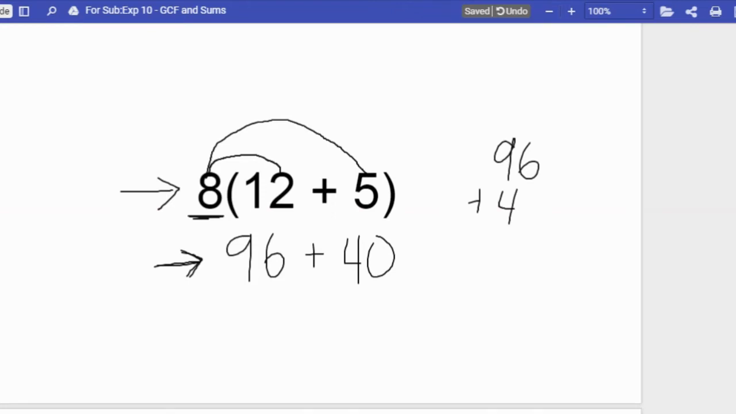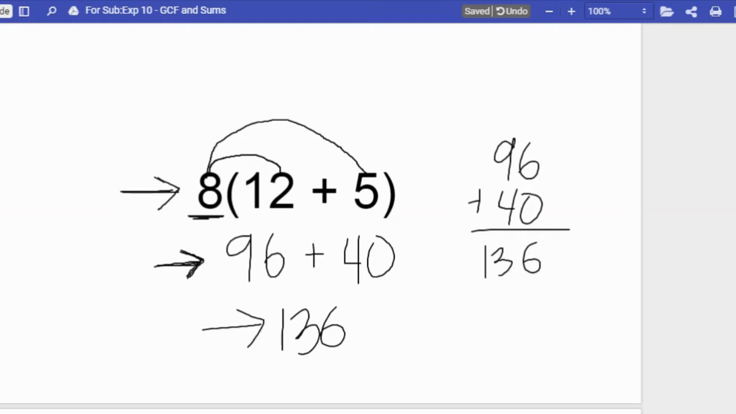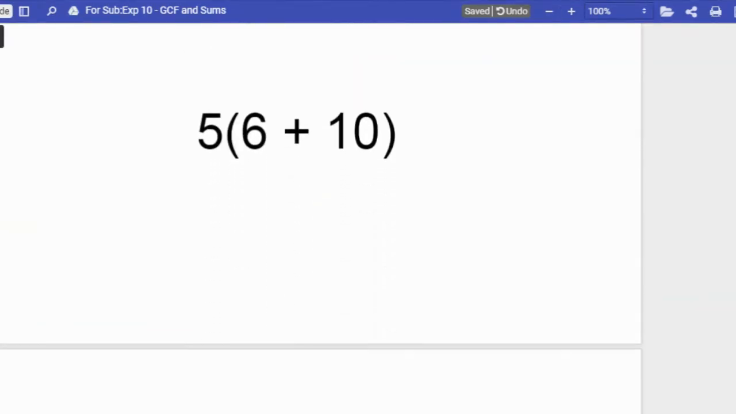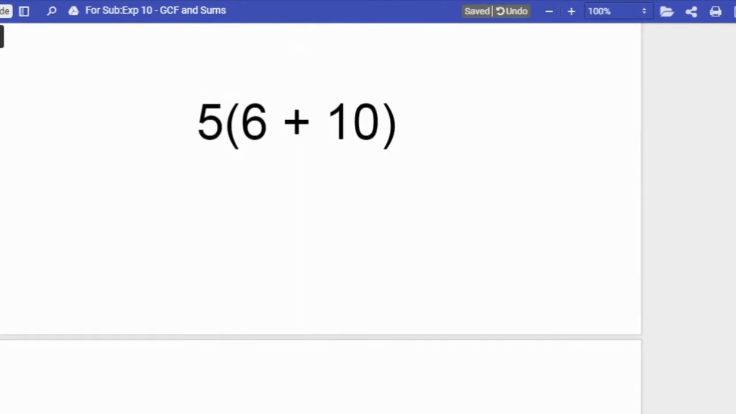Now, we could take it a step further and say, okay, 96 plus 40. Well, 96 plus 40: 6 plus 0 is 6, 9 plus 4 is 13. So now this is equivalent to this, and it's equivalent to that. So again, we're using the distributing. We're taking the 8 through and the 5 through, using the distributive property.